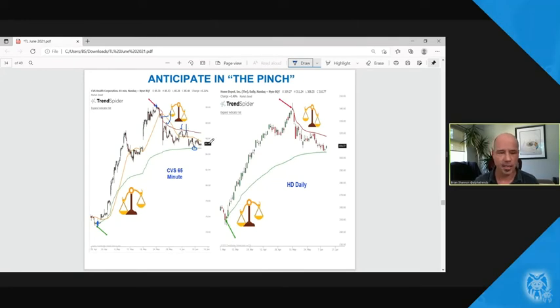So what am I anticipating in CVS? If you're the type of person who wants to buy right here with a stop under here, that's fine. What I want to do is I want to see it do this. I want to see the range tighten up.